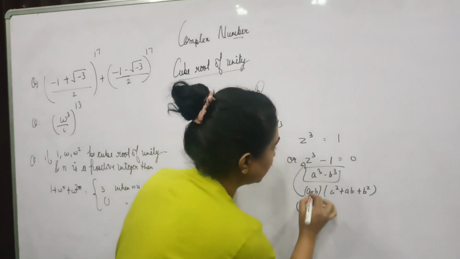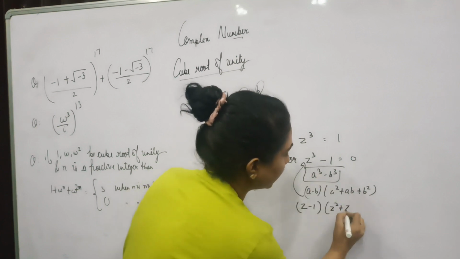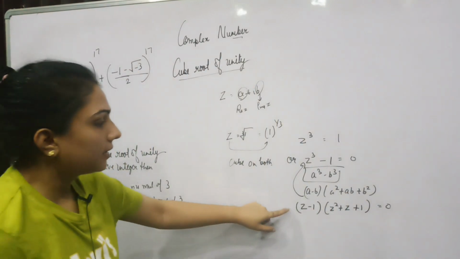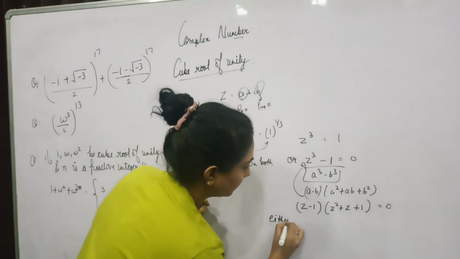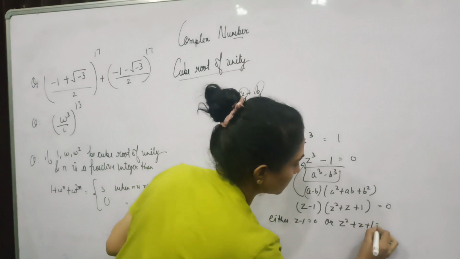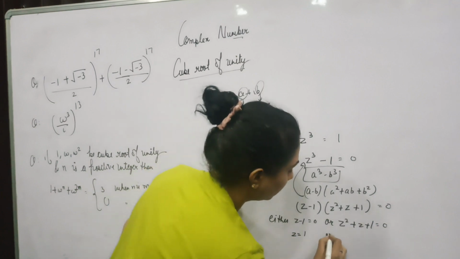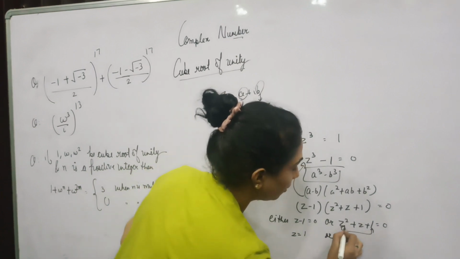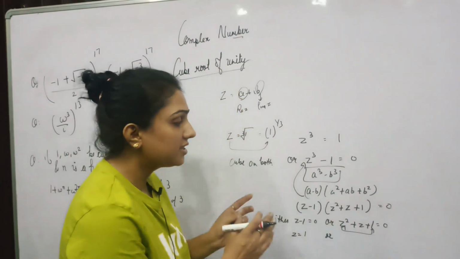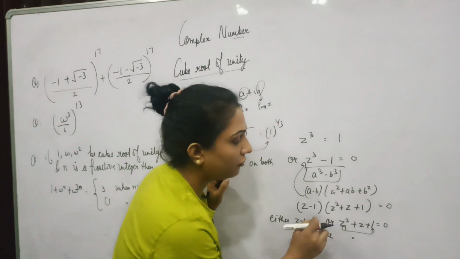Okay. So apply this formula in the equation. We can write z minus 1, z square plus z into 1 plus 1 is equal to 0. Either z minus 1 is equal to 0 or z square plus z plus 1 is equal to 0. From here we get z is equal to 1, or from here we cannot solve this quadratic equation easily because somewhere we get some negative square root value.